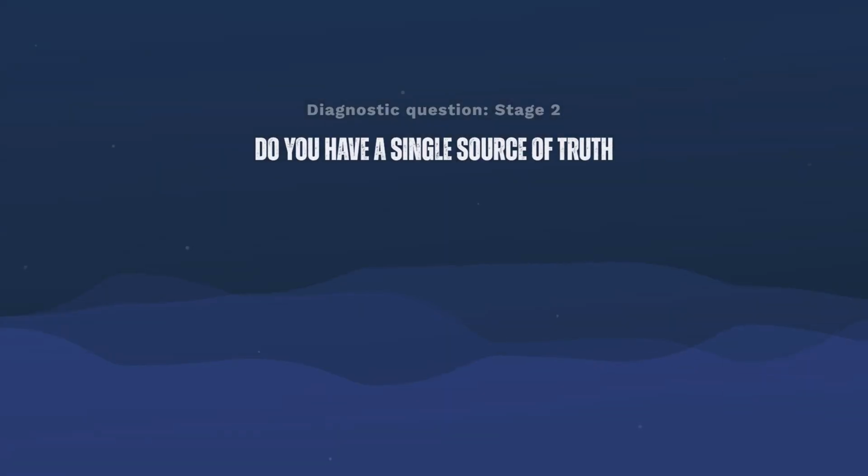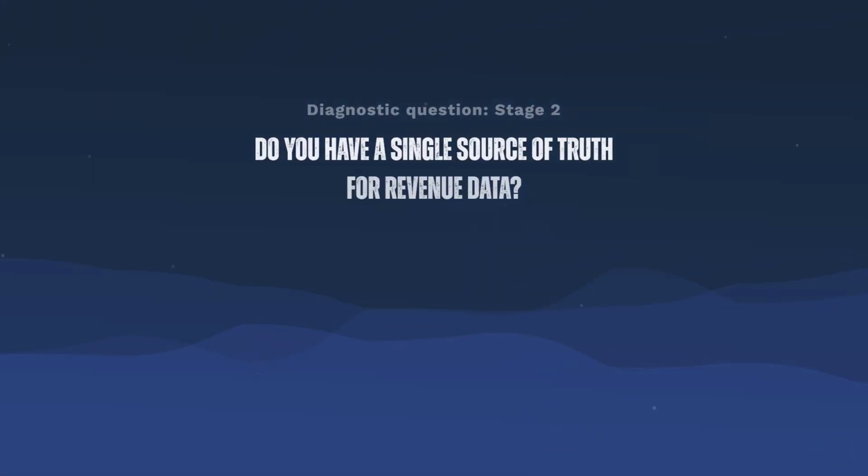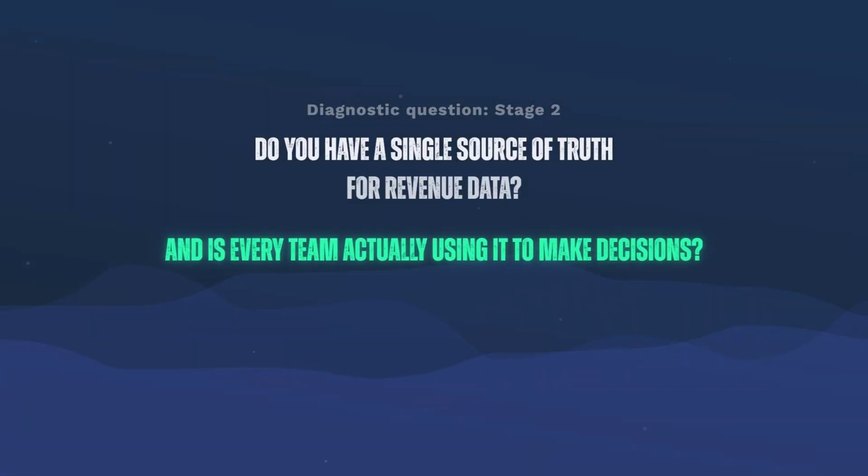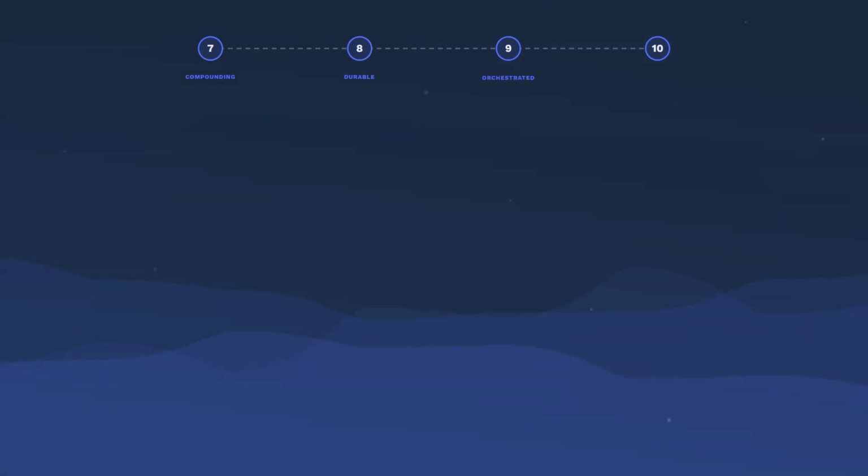The diagnostic question for stage 2: do you have a single source of truth for revenue data? And is every team actually using it to make decisions? If the answer is "sort of," or "we're getting there," you're in accelerated growth. You're moving in the right direction, but the gap between you and the next stage is systems consistency and cross-functional alignment. Stage 3, this is where it gets fun.